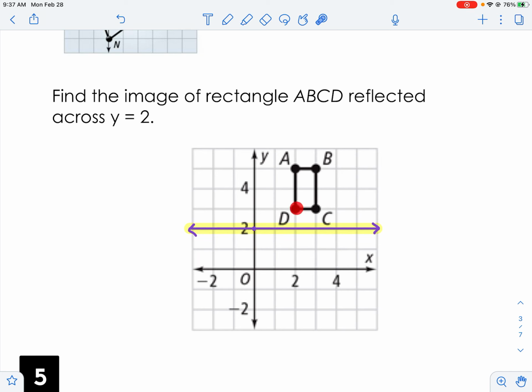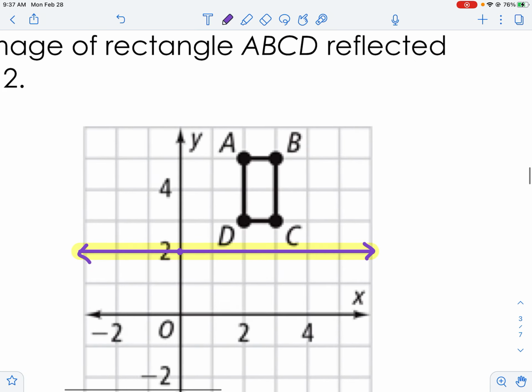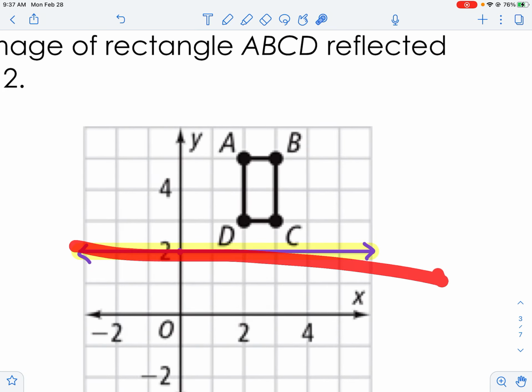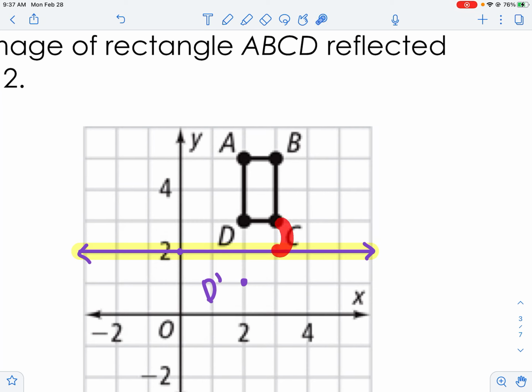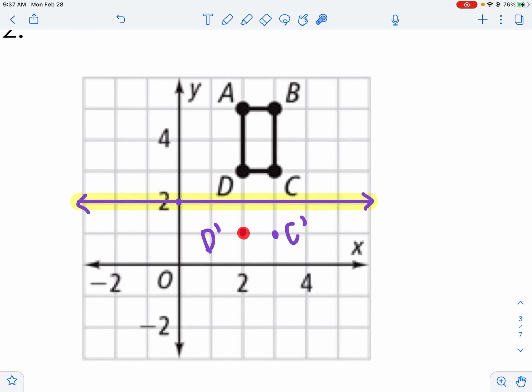So the way that it works is that I'm going to flip all of these points over to the other side, and it needs to be equidistant. So if D's 1 up, then I'm going to go to my line of reflection, and D prime should be 1 down. If C is 1 up from my line of reflection, then C prime should be 1 down. So A is 3 up from my line of reflection, so A prime should be 3 down. And if I kind of fill it in, I can just see B prime should go right there. And there's your rectangle. That's it.